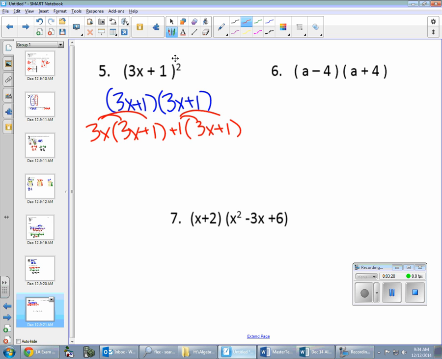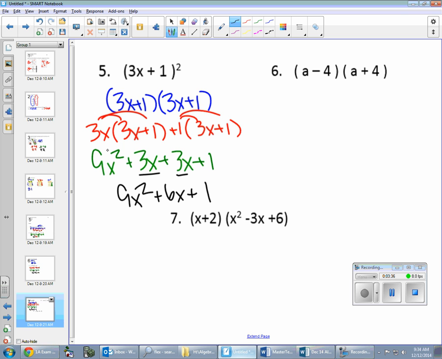That's not even the distributive property. You need to write it out and treat it like you're foiling. 9x squared plus 3x plus 3x plus 1, because there are like terms in the middle. 9x squared plus 6x plus 1.